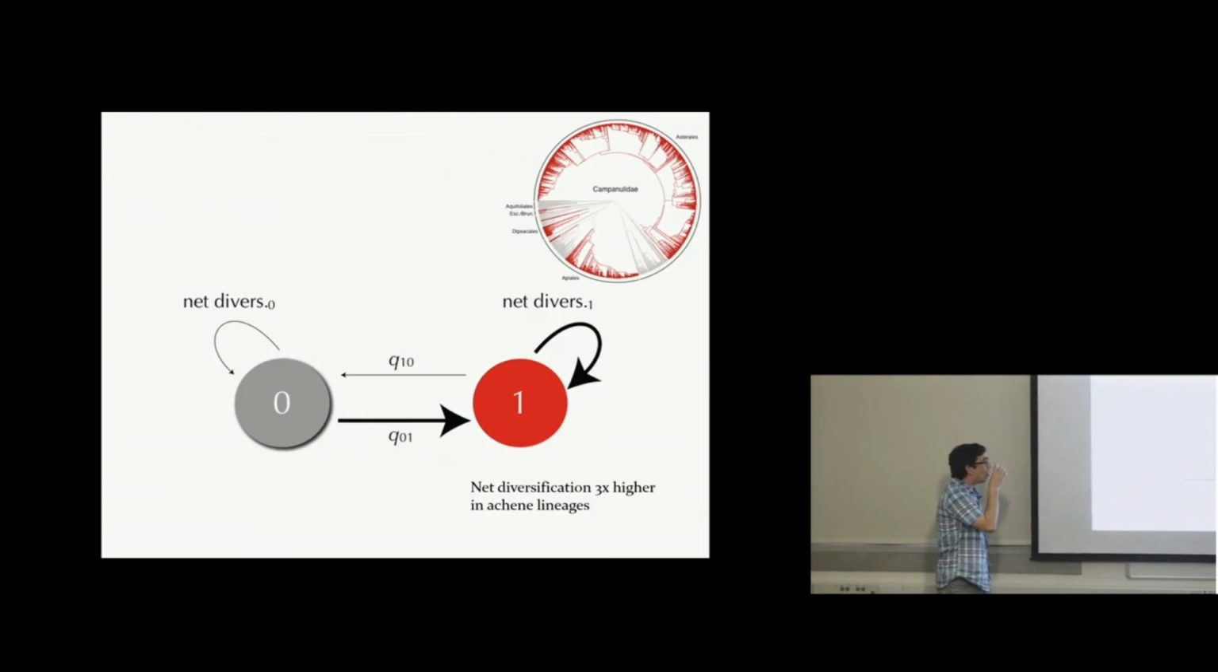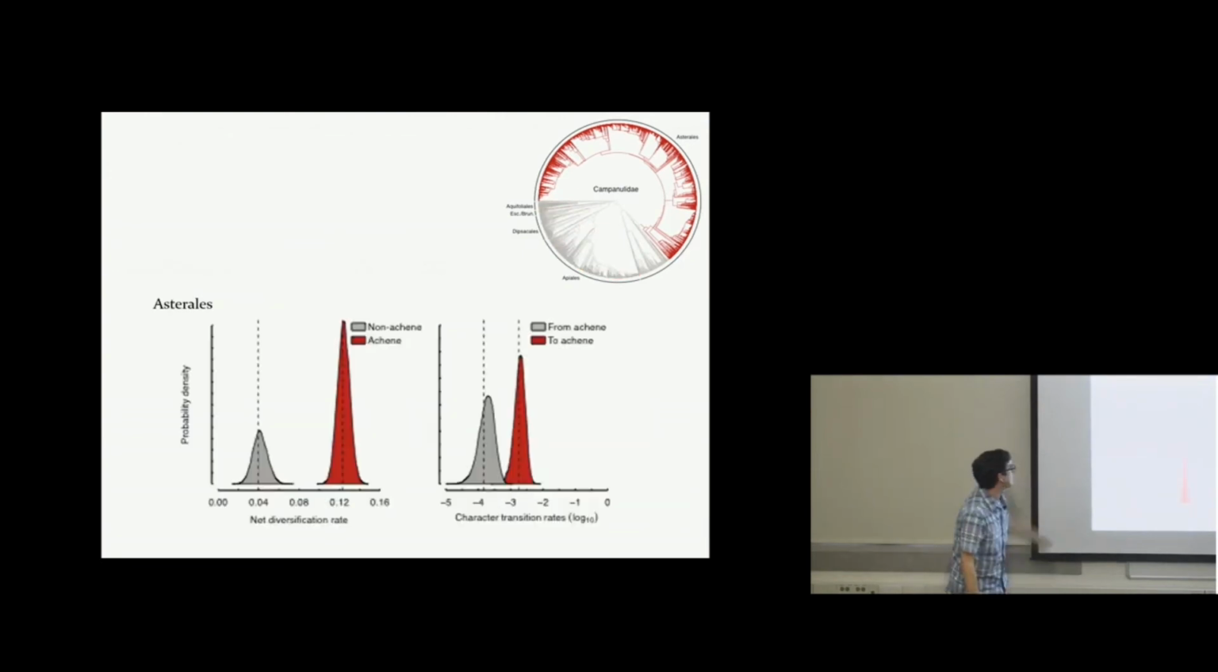But we decided not to stop there because, as you can see, the distribution of Akene fruits isn't necessarily constant across the tree. It seems to be grouped in different parts. So we decided to subdivide the tree into the 3 main clades that actually represent the most Akene fruits. So we fit the same BiSSE model to the Asterales, which is shown up here. And we see the same thing that we saw across all companionlets. You have really high net diversification rate compared to non-Akenes, and we see it's much more likely to transition to an Akene than the reverse.